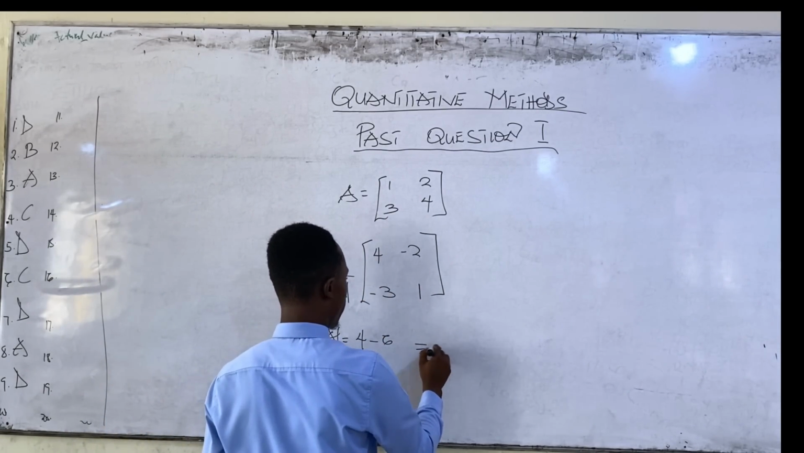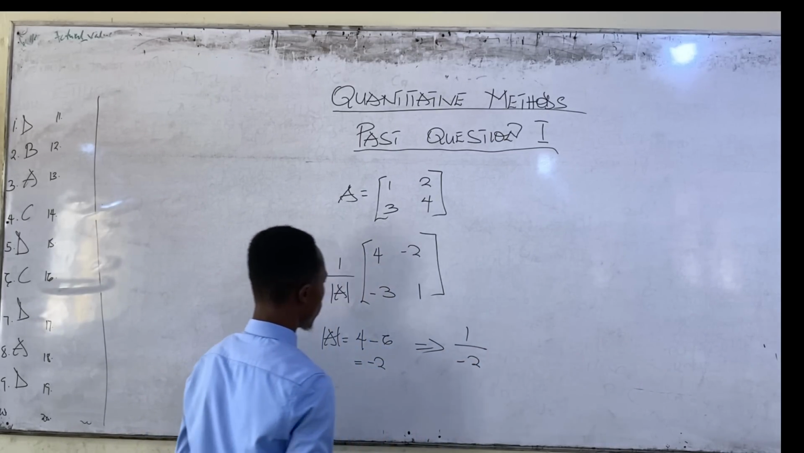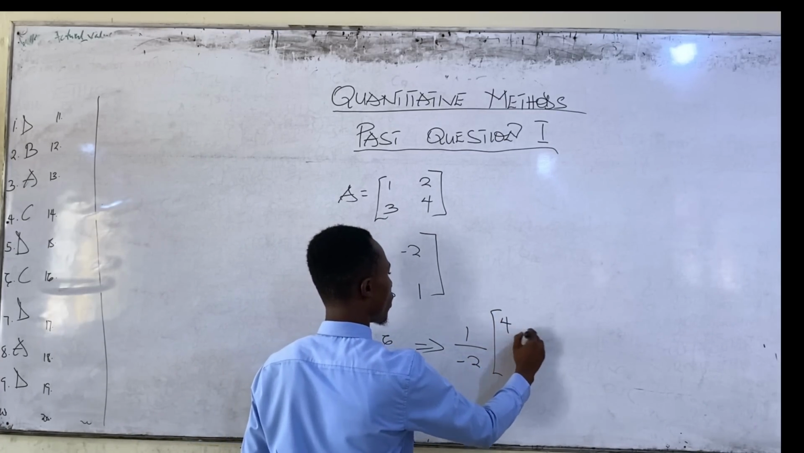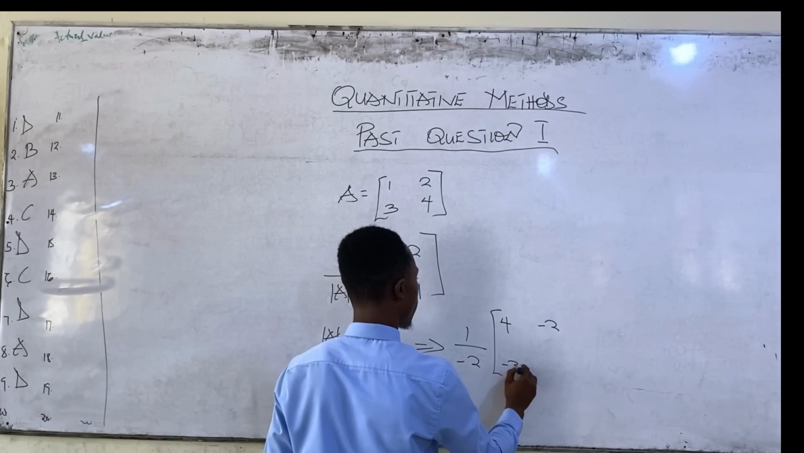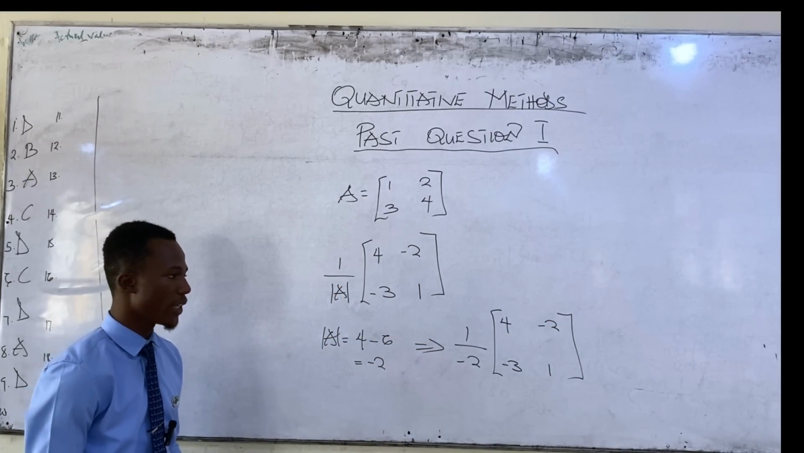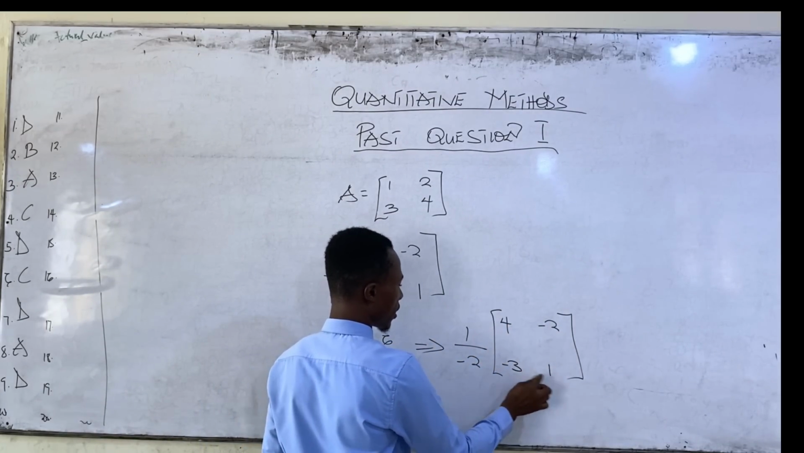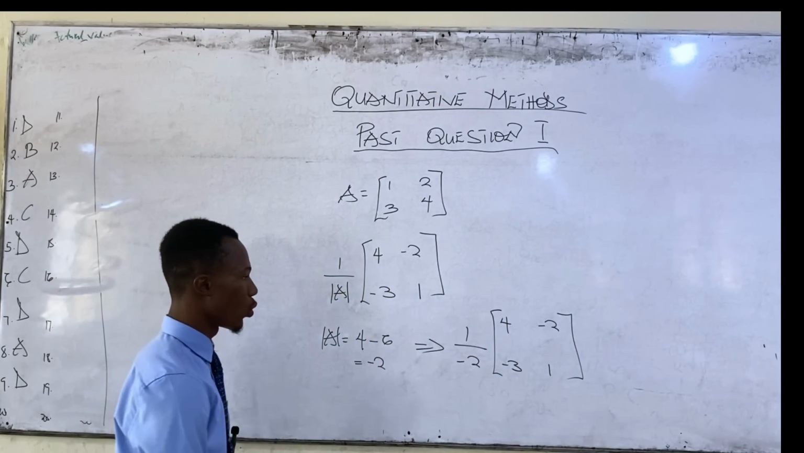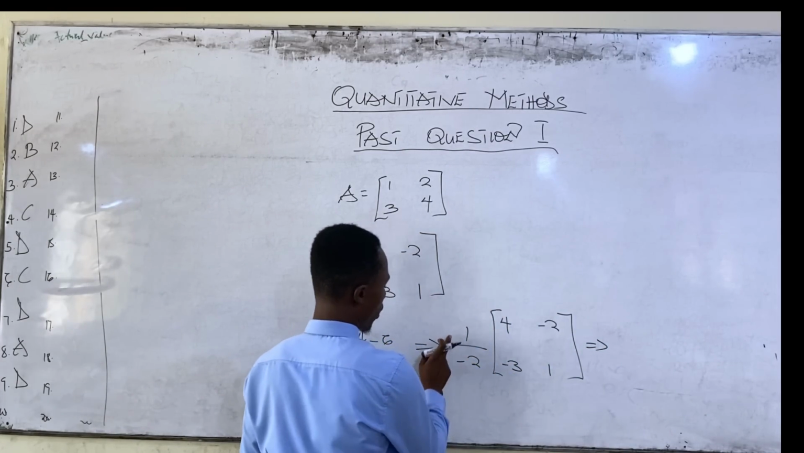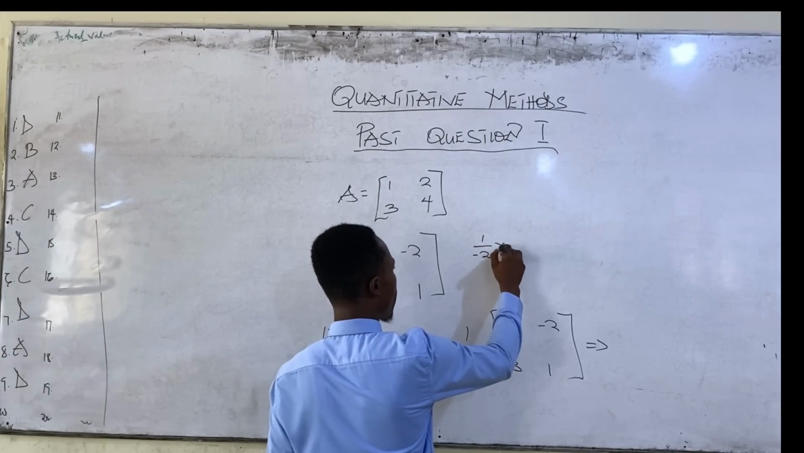Okay, so this is the application. We are just going to apply it here. So you have 1 over negative 2. Then you multiply it by 4, negative 2, negative 3, 1. So this is how to solve for the inverse. The only thing left is you have to take the fraction, multiply it by this, and you are done. Okay, so 1 over negative 2 multiplying 4.